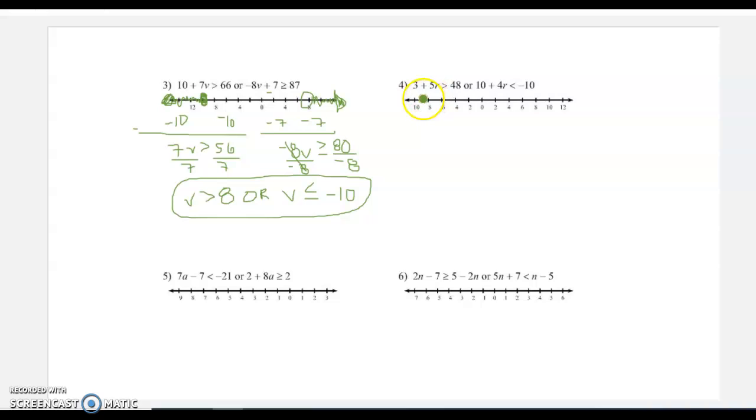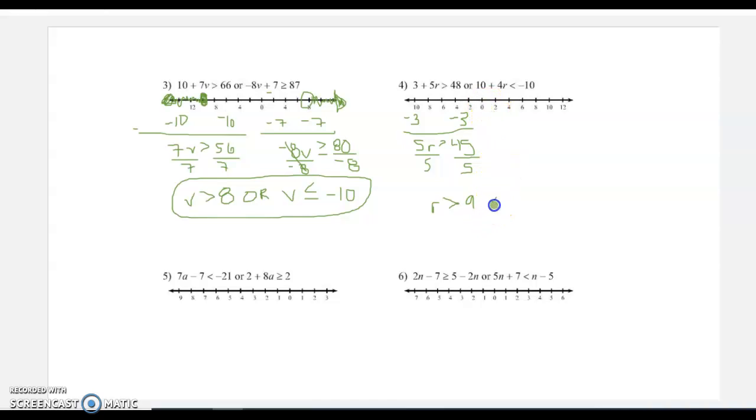So number 4, let's see, we're solving. I'd start by subtracting 3 on both sides. We've got a two-step equation here, actually a two-step inequality. So then we have 5r is greater than 48 minus 3, which is 45. To get rid of the multiply by 5, we divide both sides by 5. So we have r is greater than 45 divided by 5, which is 9.